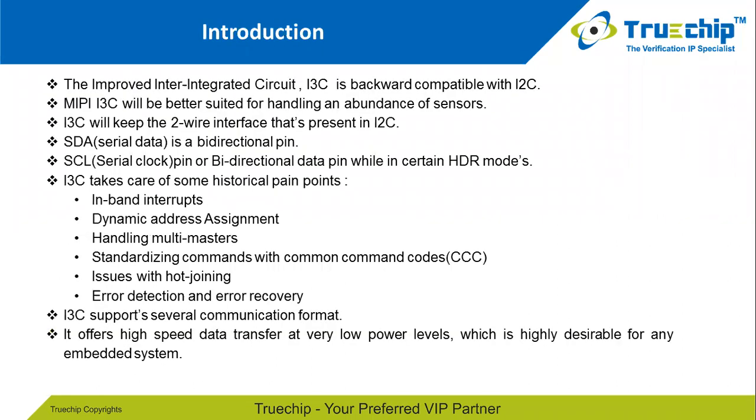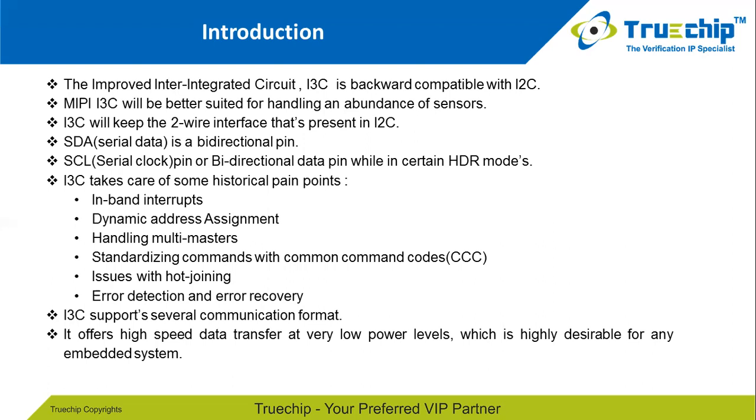Basically, I3C is an evolutionary standard that improves upon the features of I2C while maintaining backward compatibility. It is better suited for handling an abundance of sensors. I3C uses the same two-wire interface as I2C, where one wire is SDA, used as a serial data pin, and it is bidirectional. The other wire is SCL, used as a serial clock pin. But for HDR modes, it is used as a bidirectional data pin.